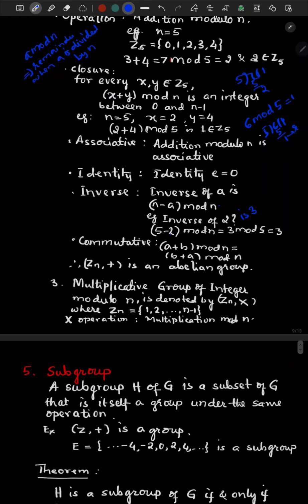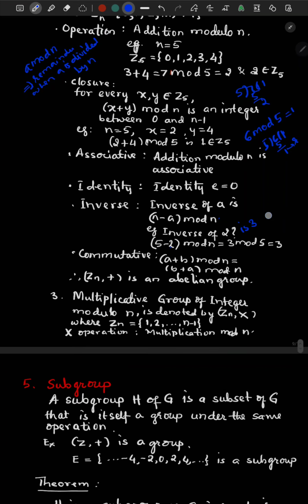Similarly, there is one more, which is the multiplicative group of integers. The operation is a times b modulo n.